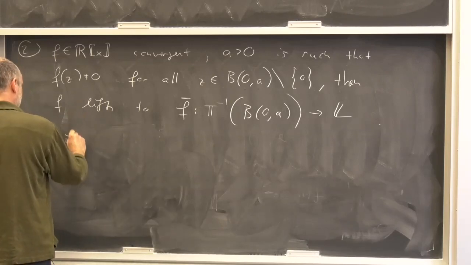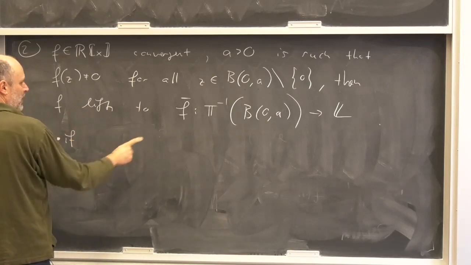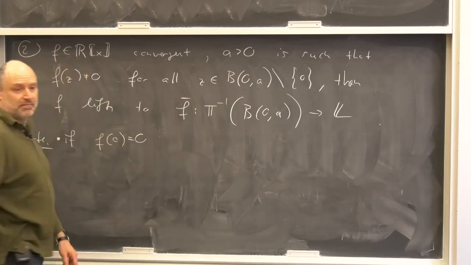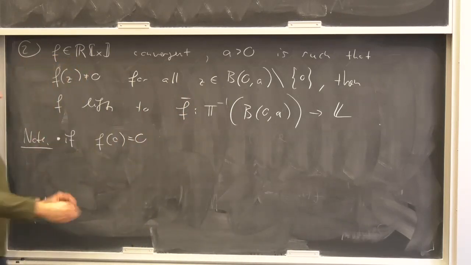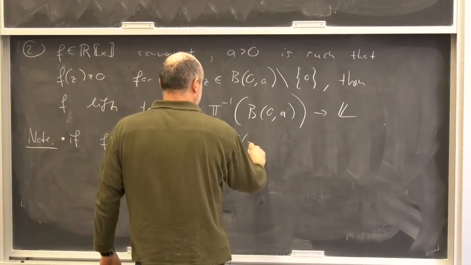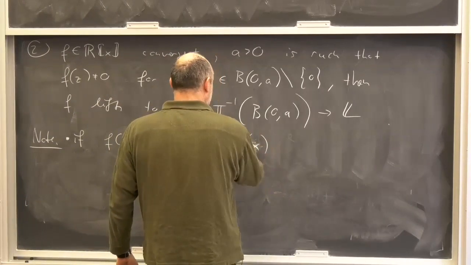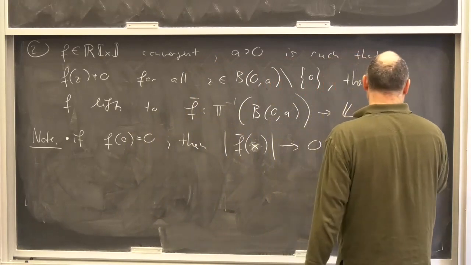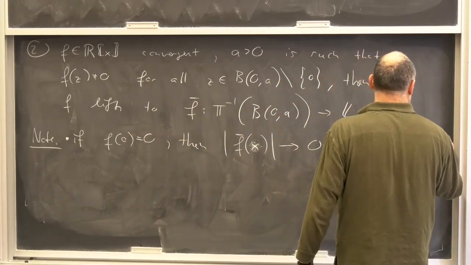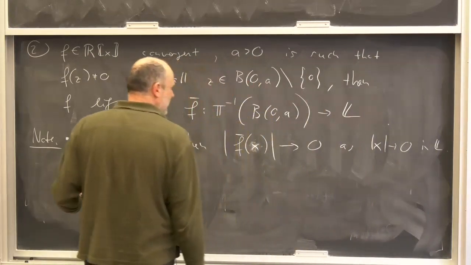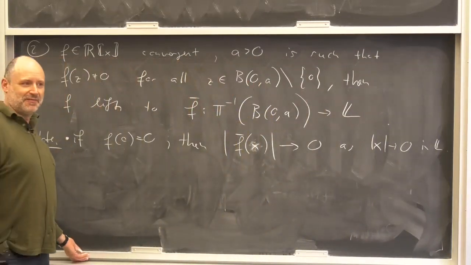So what do I mean? It's possible that the series f of 0 is equal to 0. So then what happens? Lifting has the property that f of x in absolute value goes to 0 as modulus of x approaches 0. So that's one possibility. It really defines a function that's close to 0 in some sense.